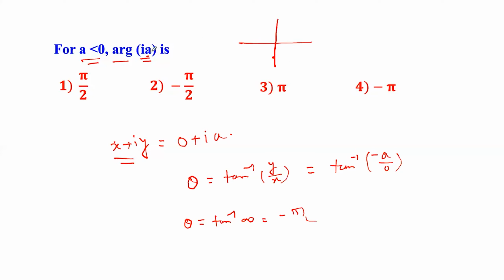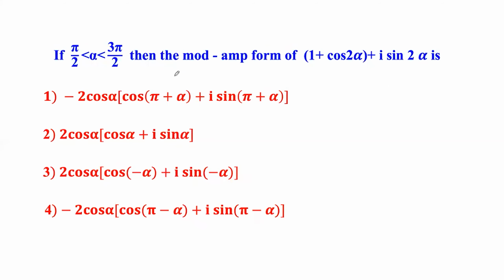If you put a equal to minus 1, minus 2, minus 3, the value is anything, say minus 2i, so the angle will be minus of pi by 2. So we have to be careful while solving the question. In which quadrant this will lie is very important.